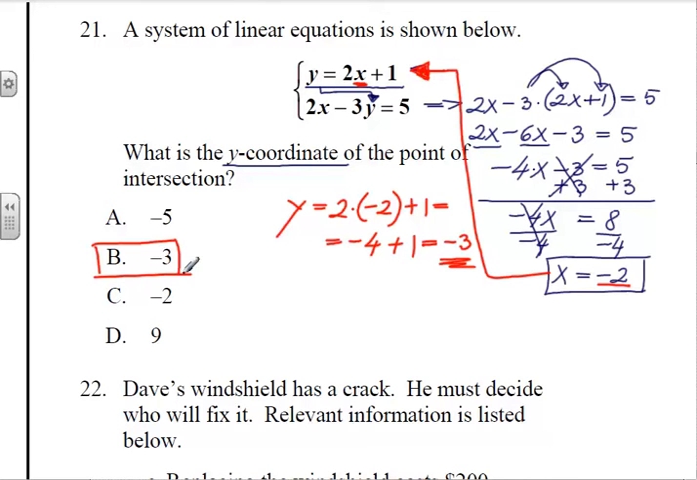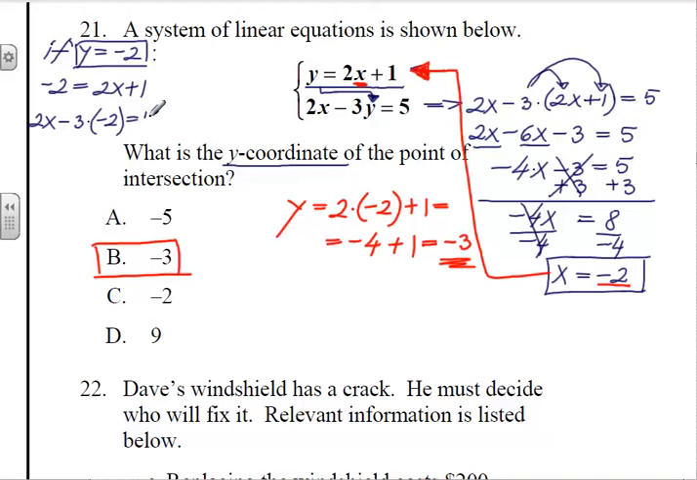And the other option would be basically to take each one of your answers here and plug them back into your system. So let's say I would take, let's see, my y equals negative 2. If y equals negative 2, then your system, which is here, will be what? Negative 2 equals 2x plus 1. The second equation will be 2x minus 3 times y, but we said y is what? Negative 2, times negative 2, equals 5.